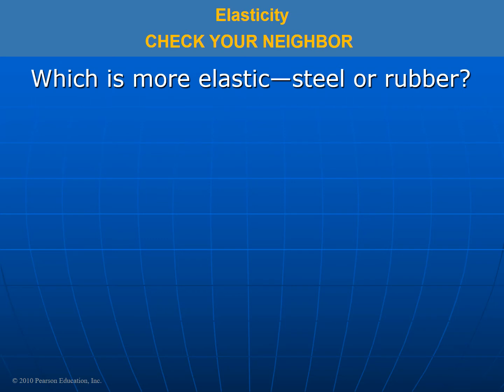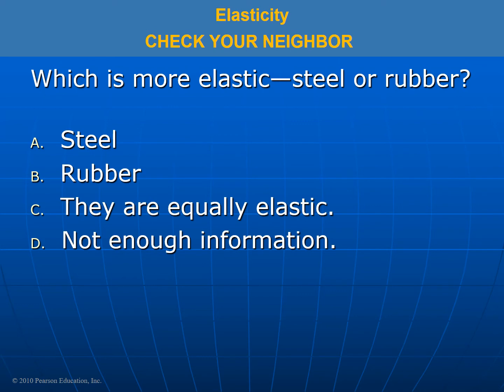Another question. Which is more elastic, steel or rubber? Please think about it. We are going to have the answers. The first answer that comes to our mind is obviously the rubber. Rubber is more elastic than steel.